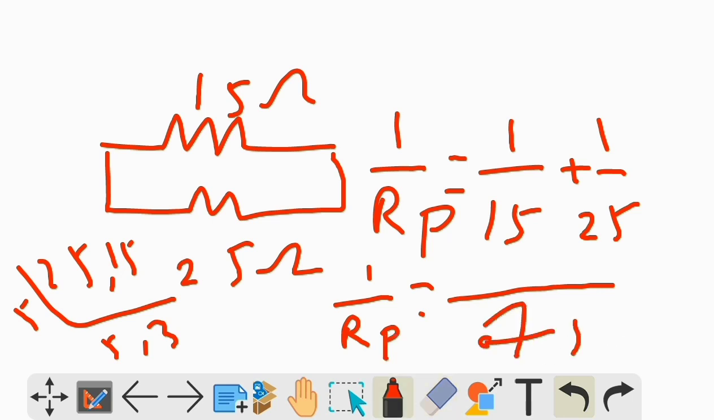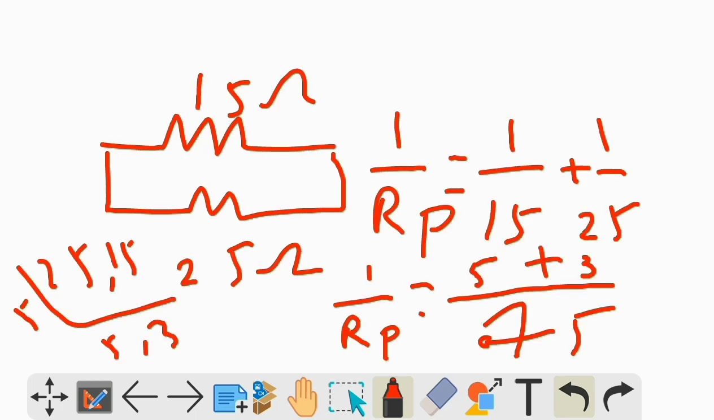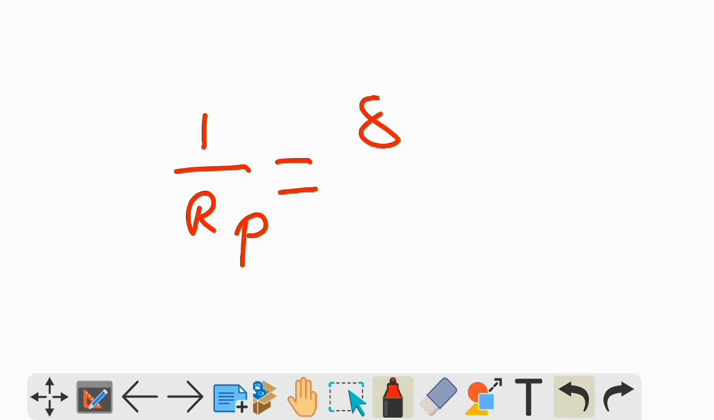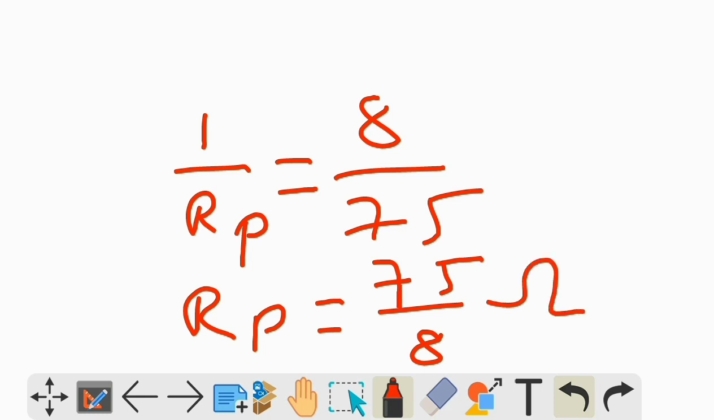Now in 15, 75 will go how many times? 5 times. So 5 into 1 is 5. Plus, in 25, 75 will go 3 times, so 3 into 1 is 3. Then 1 by Rp equals 5 plus 3, 8 by 75. Rp equals 75 by 8 ohm. Understood? If you want, you can simplify more.